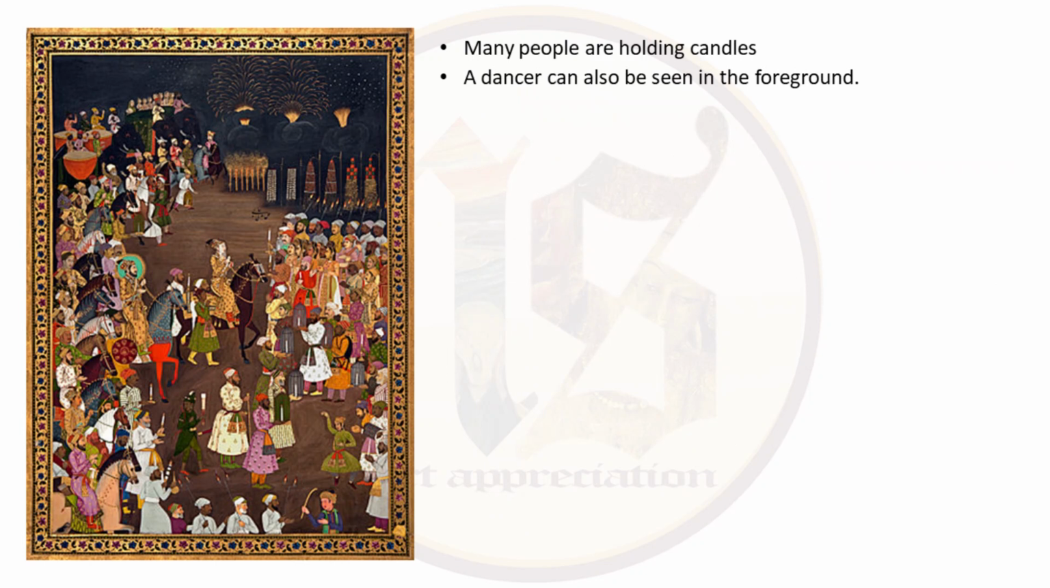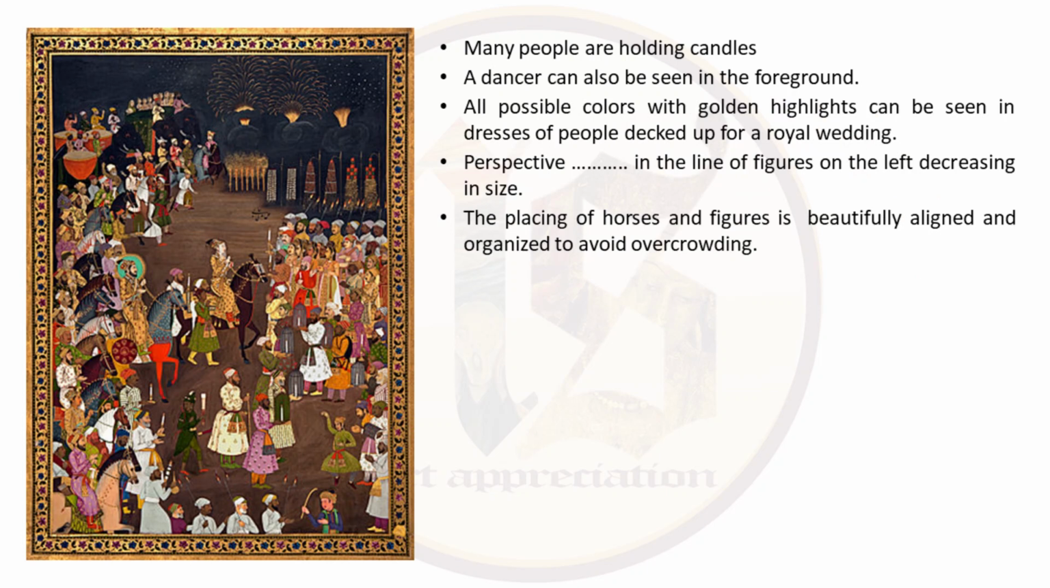The costumes of all present in the wedding are of typically Mughal style. All possible colors with golden highlights can be seen in the dresses of people who are decked up for the royal wedding. Perspective is also successfully shown in the line of figures on the left, and they are decreasing in size as we go towards the farther end of the painting.